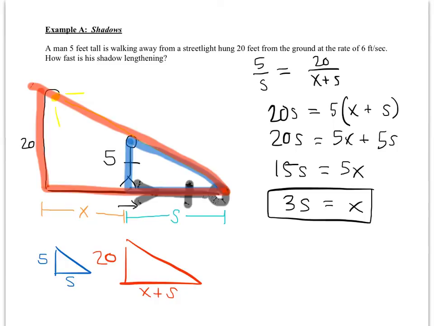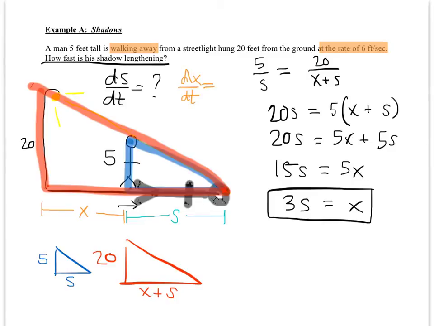Now, because this question asks us, how fast is his shadow lengthening? What's important to realize is they're simply asking us for ds/dt. Now, we don't have a ds/dt in this question because we haven't taken a derivative yet. And if you take a look at the information they gave us, they actually tell us in this problem that the man is walking away from the streetlight at a rate of 6 feet per second. So in this situation, they've given us some information. Specifically, they've told us that dx/dt, since x represents how far away the man is from the light, is actually 6.